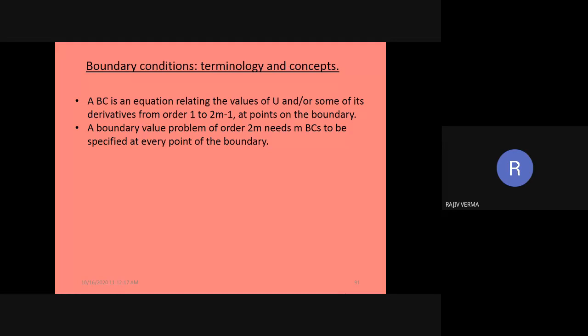Therefore, we have prescribed one boundary condition on the left, and one boundary condition on the right end of the domain. On the left, we have prescribed temperature as a boundary condition, and on the right, we have prescribed the flux as a boundary condition. So this is what this particular point number 2 is going to mean.